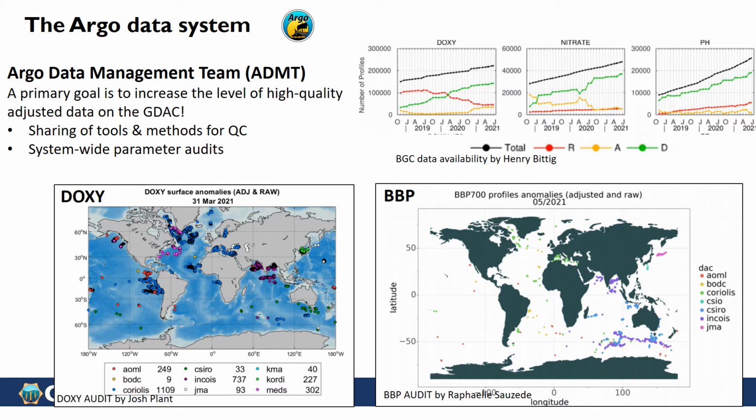This audit detects anomalous profiles based on statistics of fleet-wide comparisons, float data to World Ocean Atlas climatology. And more recently, a similar audit has been developed by Raphael Saucedet for BBP data using a separate reference. So there's really a large-scale shared community effort across the DAC to improve the data system for the user. And we really want to continue to encourage users themselves to bring up issues with the data system that they find with DAC representatives and data managers.